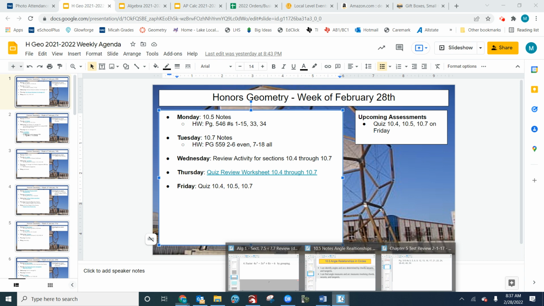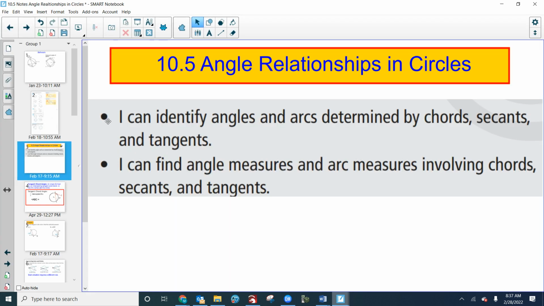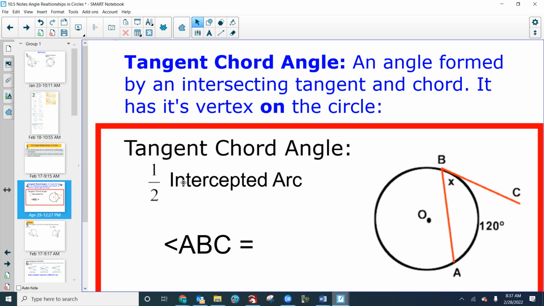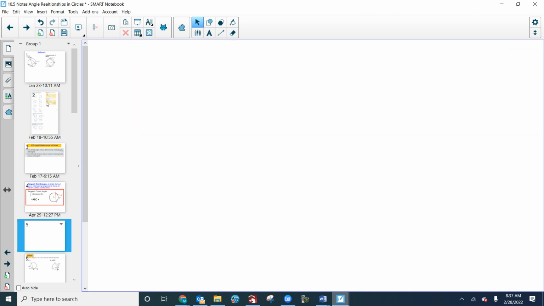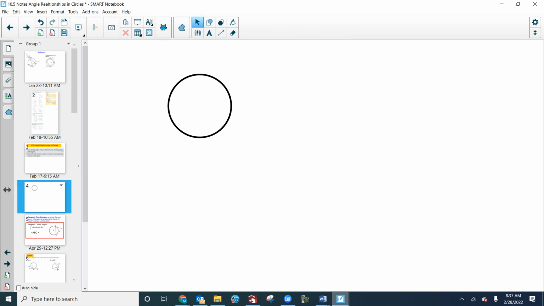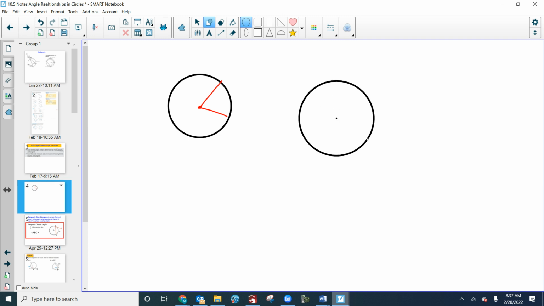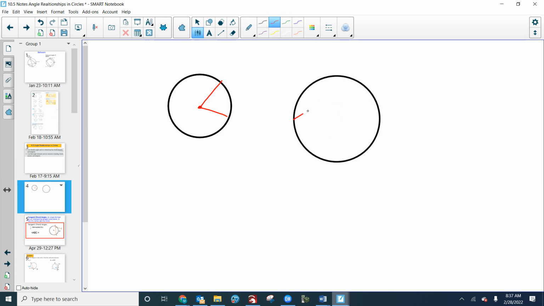All right, so we have 10-5 today: angle relationships in circles. Just a quick refresher on the angle types you should know by now. We called this a central angle, and this an inscribed angle. Central angle, the angle equals its arc. Inscribed angle, the angle is half the arc, or the arc would be double the angle, right?